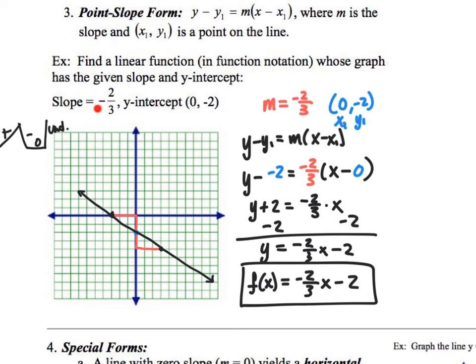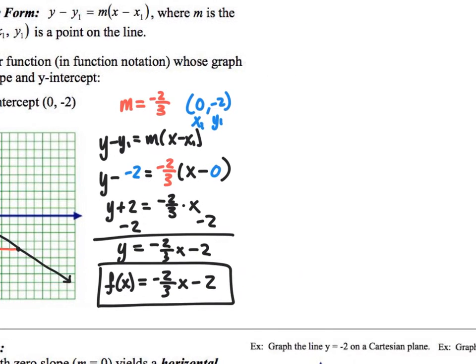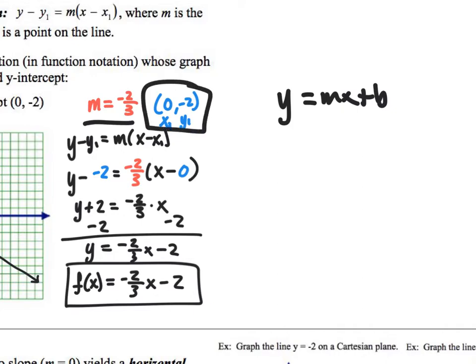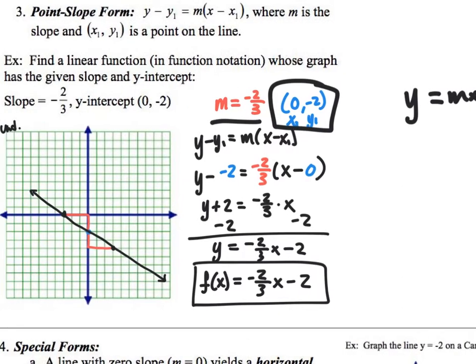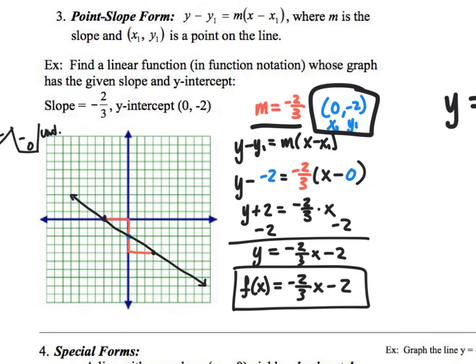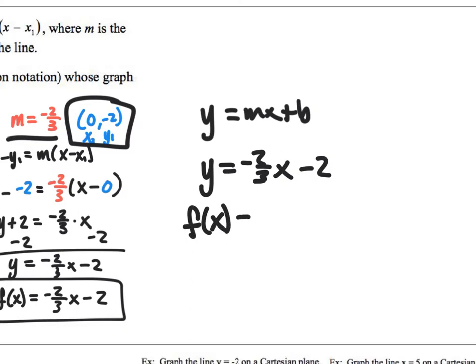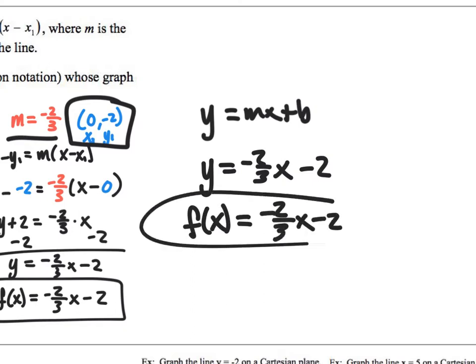Now, I also want you to notice something. We were given the slope and we were given the y-intercept. So if we're thinking in terms of y equals mx plus b, if you already know your slope and you know that this is a y-intercept, because that's what they tell you, then just go ahead and fill it in and write it. Just write y equals negative 2/3 x minus 2, and that's it. Write it in function notation, f of x is equal to negative 2/3 x minus 2, but that's all you need to do.